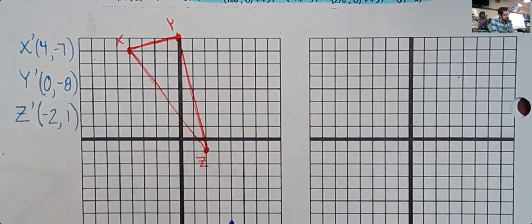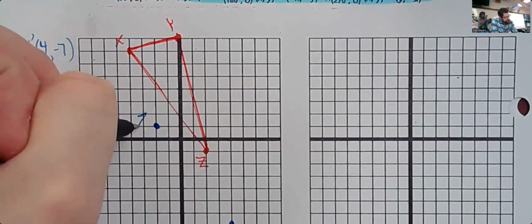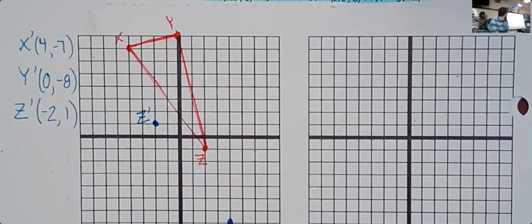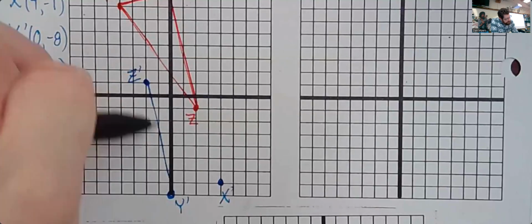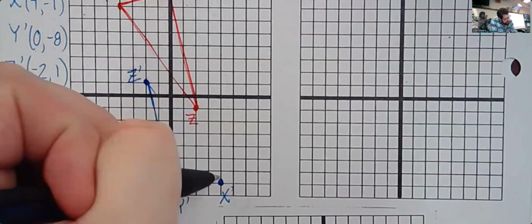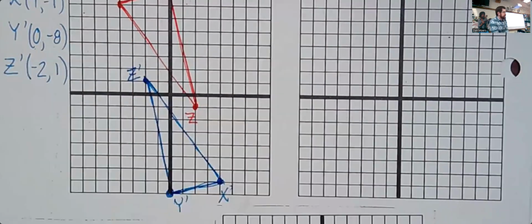So there's x prime right there. Y prime is at 0, negative 8, which is right here. So there's y prime. And then z prime is at negative 2, 1, which is here. So the rotation of 180 degrees right around the middle point of the graph, right around the origin, gives us that answer right there.